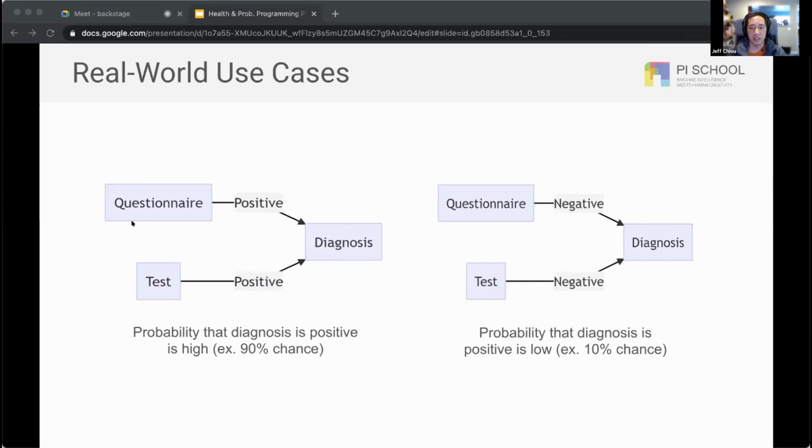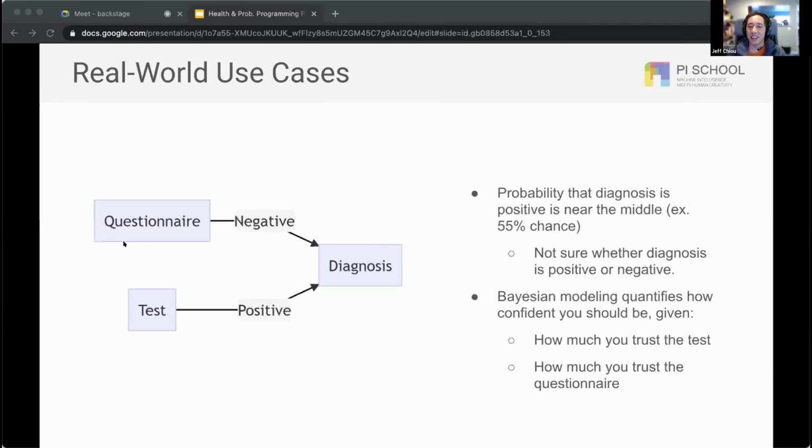Finally, if the questionnaire and the test contradict each other, then you aren't sure whether the true diagnosis is positive or negative. Bayesian modeling reflects that, for example, giving a probability of positive diagnosis of 55%. So it quantifies how confident you should be, given how much you trust the test versus how much you trust the questionnaire. In conclusion, Bayesian modeling can provide uncertainty quantification, work with multiple sources of data, and incorporate expert knowledge.